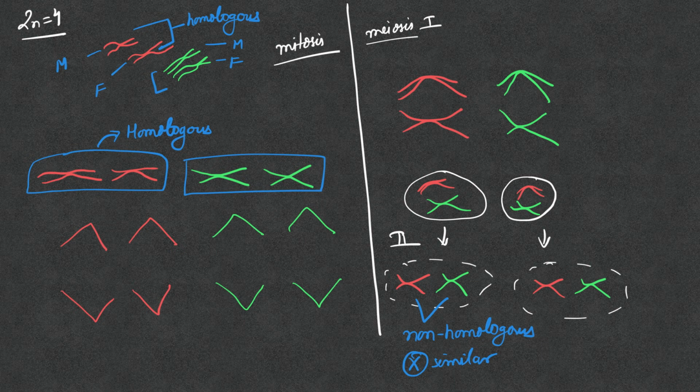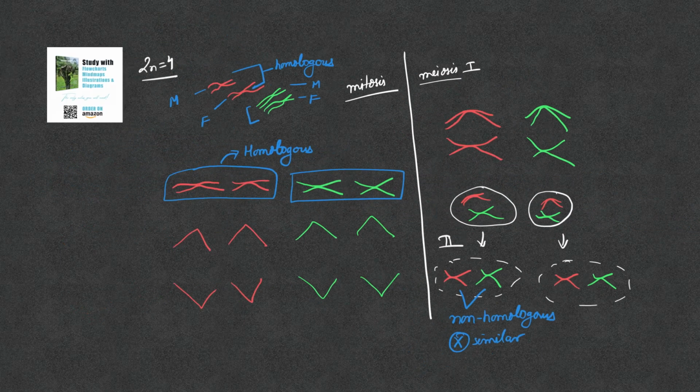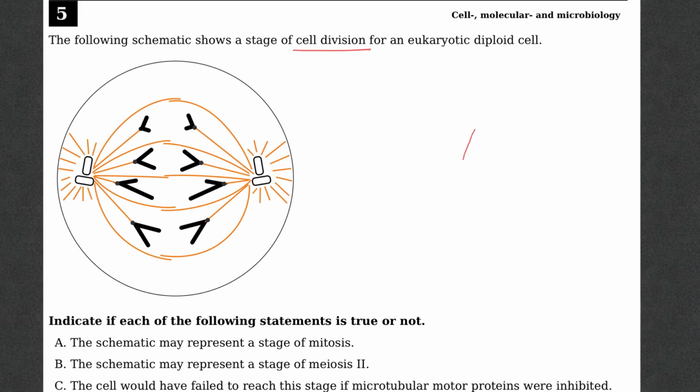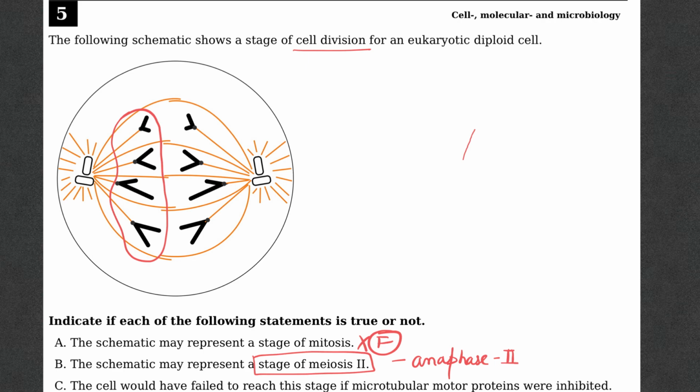Now let's get back to our question. The schematic may represent a stage of mitosis. If you look closely here, none of the chromosomes on one side even show similarity. They are very different from each other. That means no, this is not mitosis, rather it represents the anaphase of meiosis 2. This was the trick, the key observation that you need to practice in IBO questions.